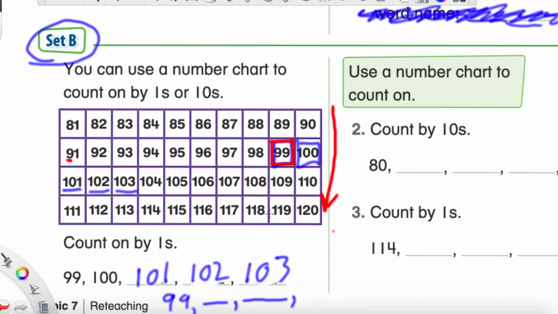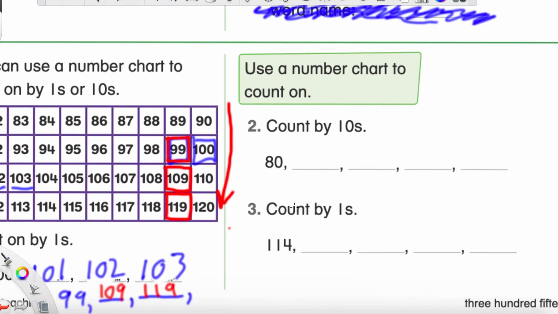That's exactly what we're going to do here. So if we needed the next 10 after 99, we just drop down one. Look, it's right here. Our next number is 109. And then our next 10 after that is 119. Because we just drop down one row each time. Go right down the column. So 119 would be our next number. And that's all you do when you count by tens using a 100 chart.